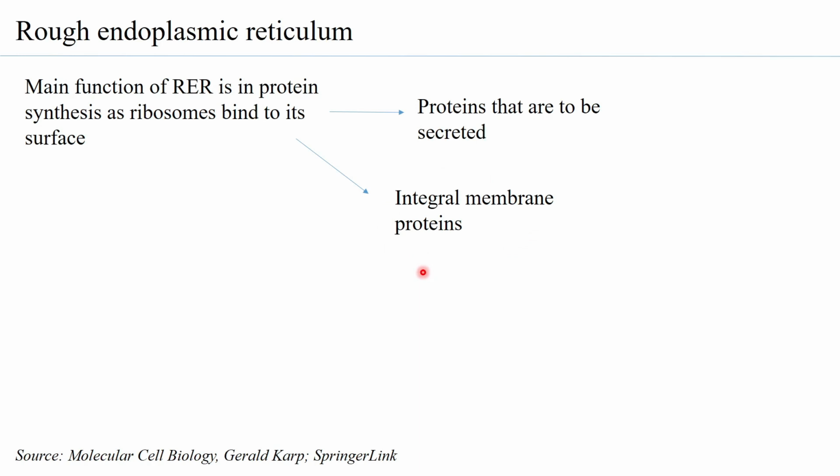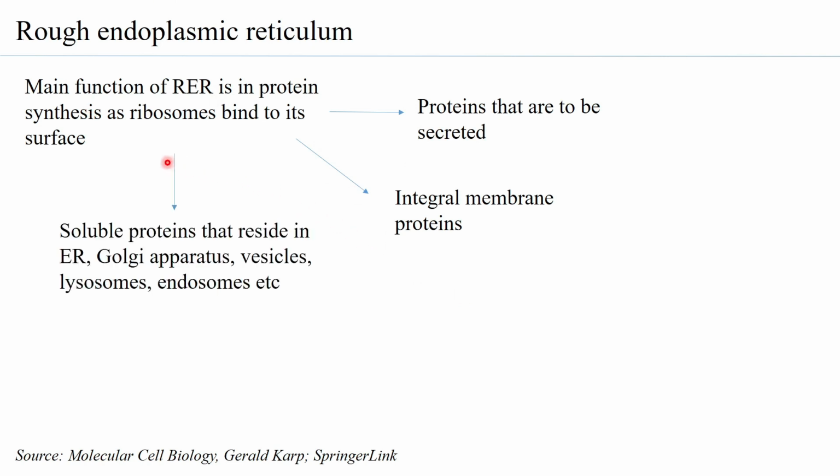So, all the integral membrane proteins are definitely formed by the rough endoplasmic reticulum. And also, it gives rise to soluble proteins, that is, not membrane bound, but soluble proteins. But these proteins are generally those that would reside in the endoplasmic reticulum itself or go to the Golgi apparatus, vesicles, lysosomes, endosomes, etc. And please note that all of these are organelles that are part of the endomembrane system. So these are the proteins that are going to be formed by the rough endoplasmic reticulum.